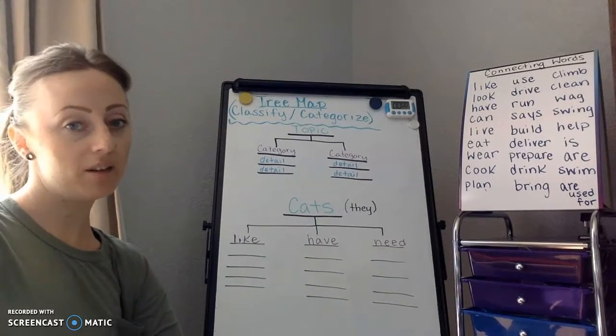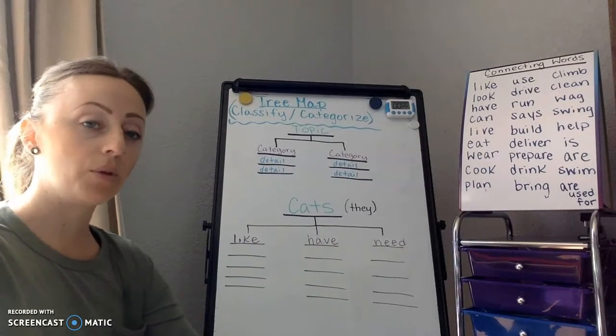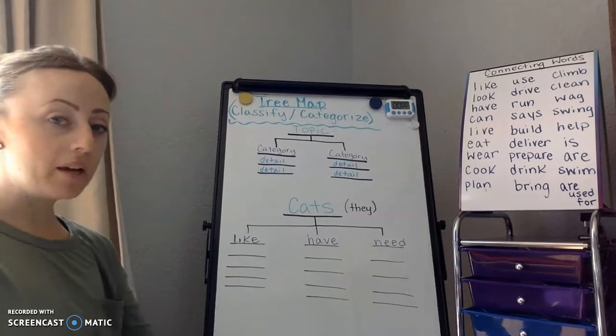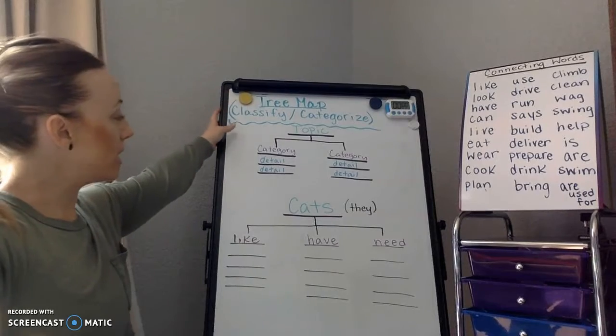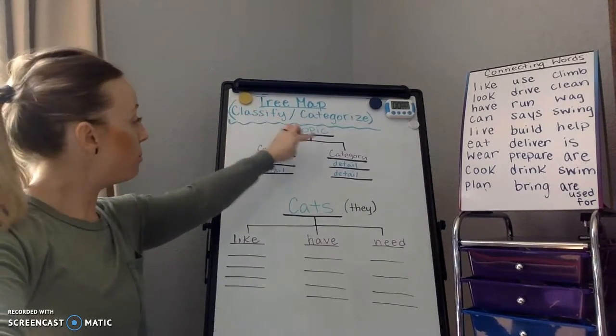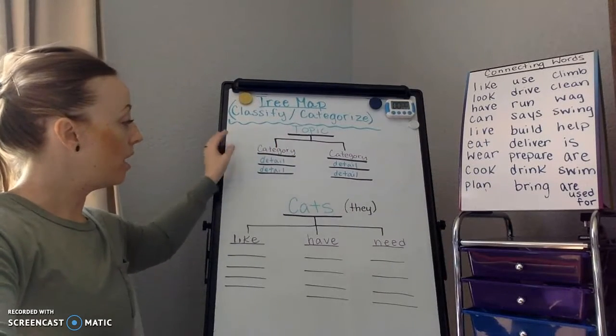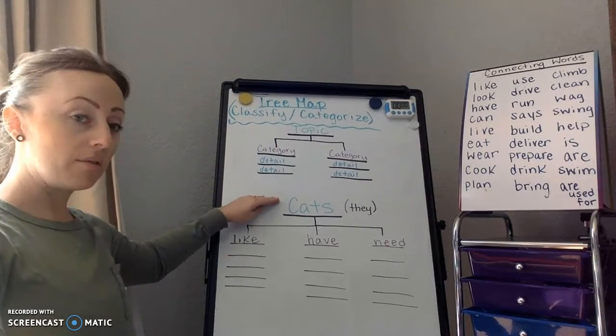So you are going to be reading a story this week about cats, and I want to help you build your tree map to help you write your paragraph. To make a tree map, you're going to be categorizing or classifying something. You start off with your topic, and then under your branches you're going to have a category and some details about each category. Down below I've started us one off of cats.